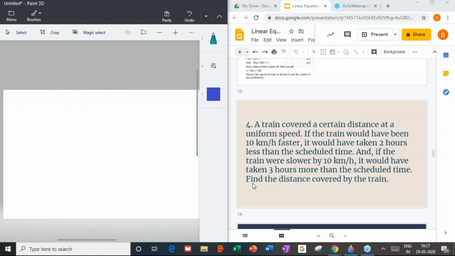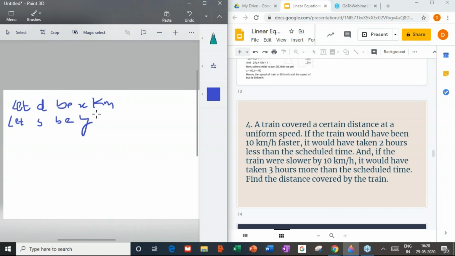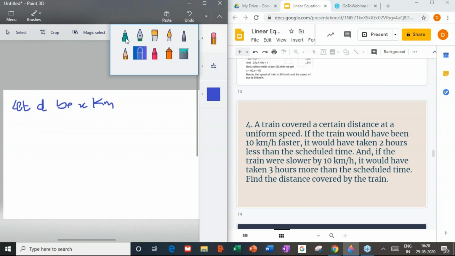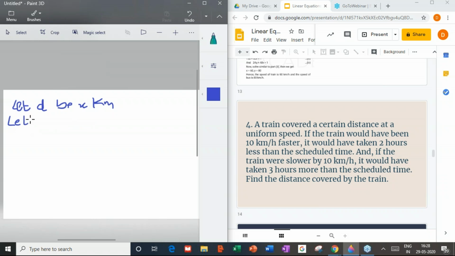So here you don't directly take distance as a variable. You won't take something like let distance be x or let distance be y. What will it be? It will be the first line. A train covered a certain distance at a uniform speed. Correct. So we'll take let distance be x kilometer. And we'll take the speed. Let speed be y. Okay. No, we don't need speed because speed is given to be uniform. So speed won't be varied, right? My mistake. Since speed is uniform, we'll take time to be y. Correct? Got it till here?